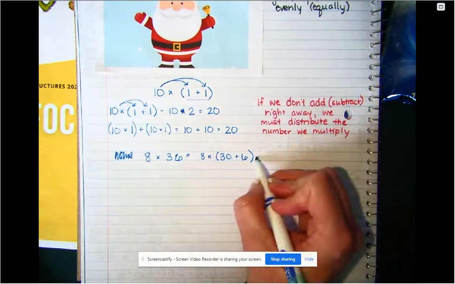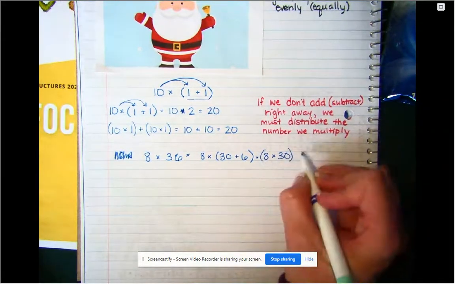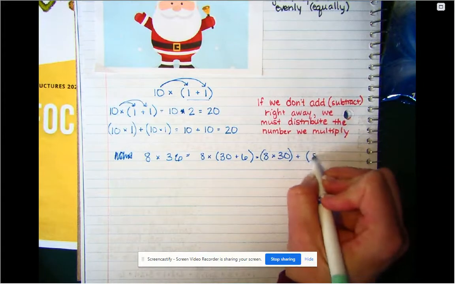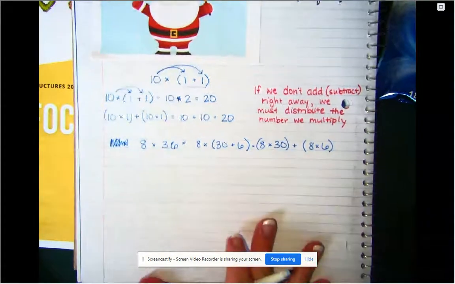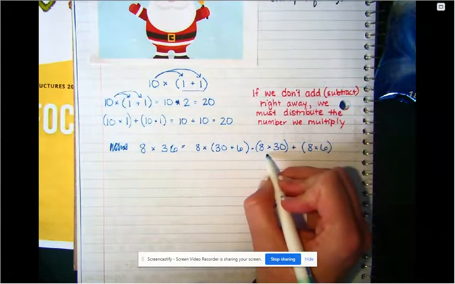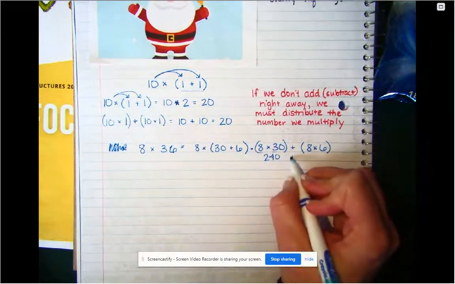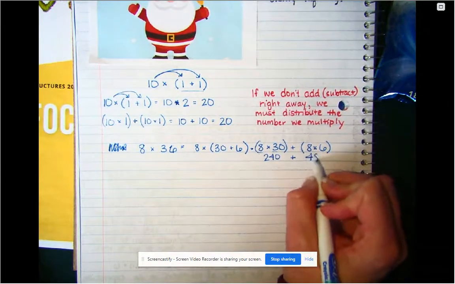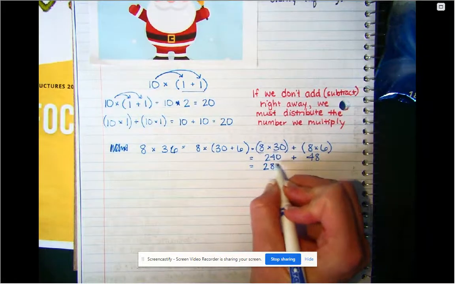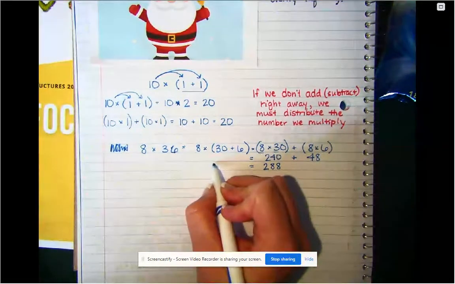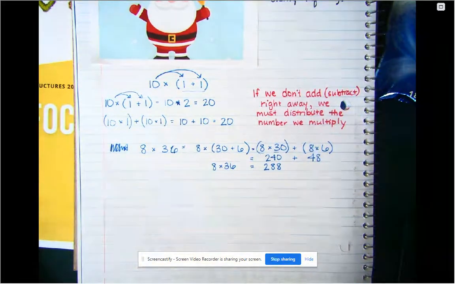You knew you could do 8 times 30, and you knew how to do 8 times 6. 8 times 30 is 240 because it's 24 with a 0, plus 8 times 6 is 48. 240 plus 48 is 288. So I just did 8 times 36 in my head using the distributive property.